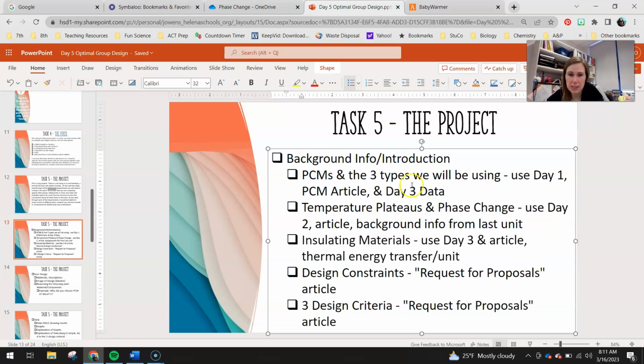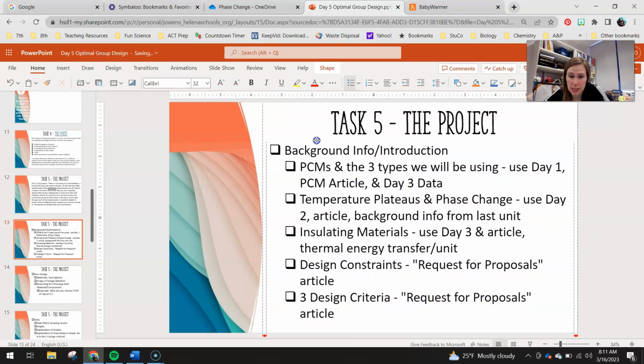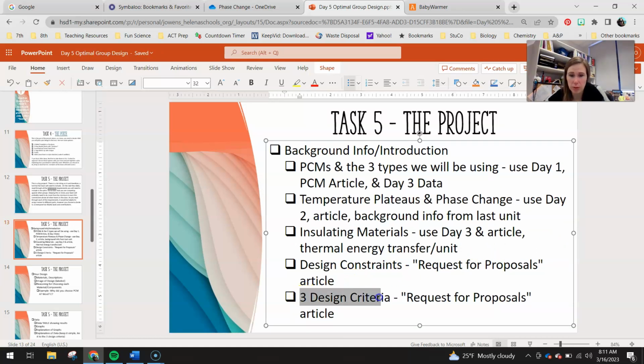Okay. Design constraints, this was in the request for proposals. It's different than the design criteria. Remember your 3 design criteria were 37-degree average body temperature, minimal minutes outside of that healthy range, and low cost. Okay, the design constraints are different.